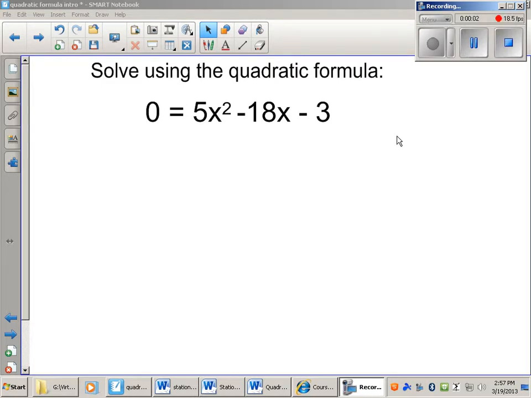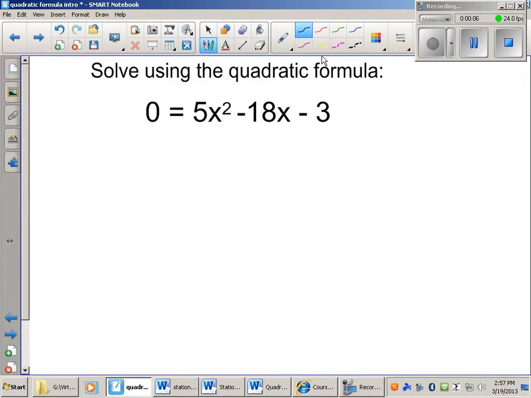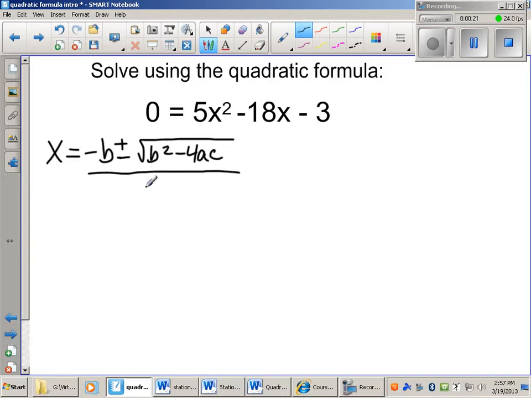Alright, ladies and gentlemen, this video is to help you use the quadratic formula to solve a quadratic function. So recall that the quadratic formula is x equals negative b plus or minus the square root of b squared minus 4ac, and that's all over 2a. So then we need to identify what a, b, and c are.